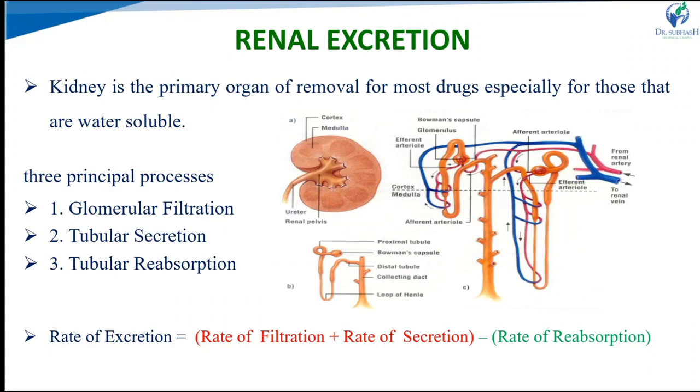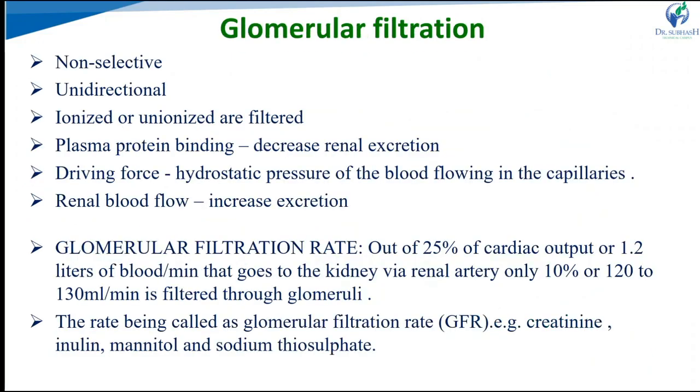For the excretion process, three principal processes are there: glomerular filtration, active tubular secretion, and active tubular reabsorption. For the excretion of drugs, the net effect depends on the rate of filtration plus the rate of secretion minus the rate of reabsorption. So we can get the excretion rate.